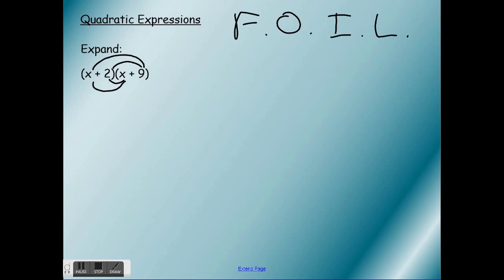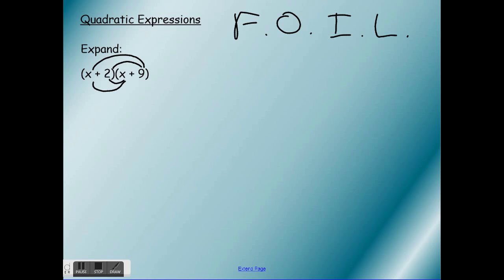But as long as you realize how it works, you have to make sure that you multiply each term in the first set of brackets with each term in the second. So x times 9, 2 times x, 2 times 9. You just have to make sure you make those multiplications. A good way, if you tend to forget or get confused, is to actually draw the lines showing which ones you've already multiplied. That way you don't make a mistake and multiply the same one twice.